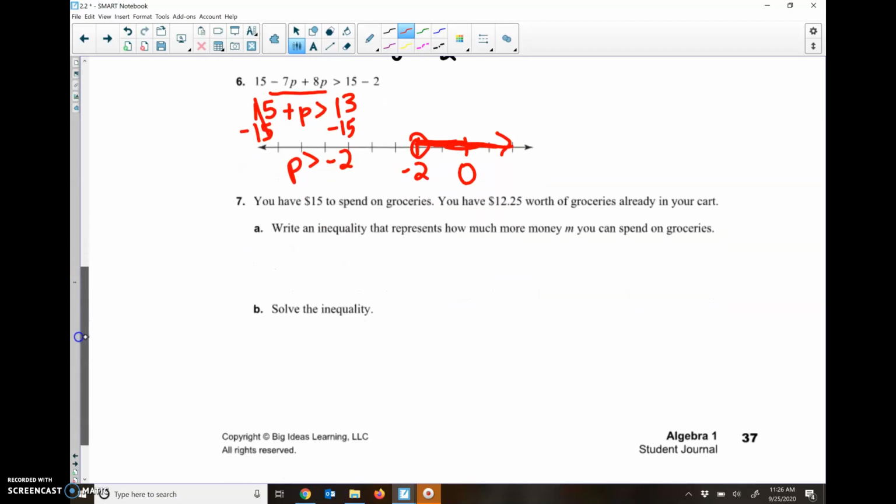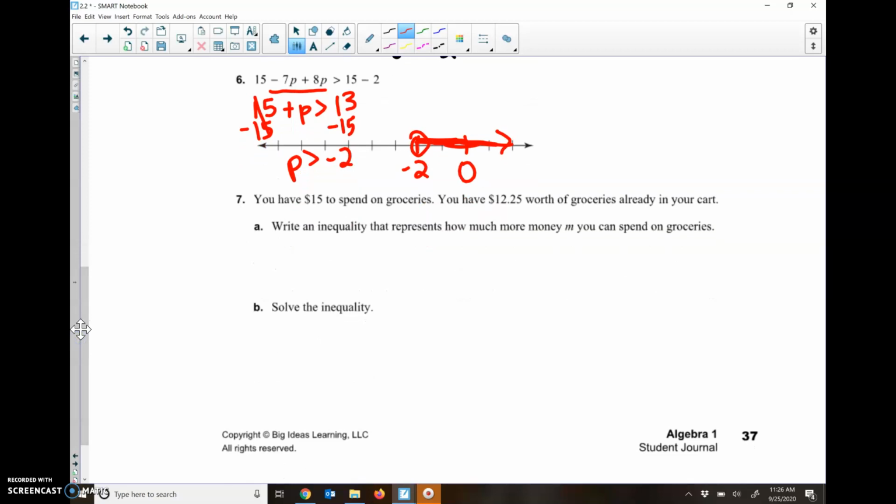All right, number 7, last one. You have $15 to spend on groceries. You have $12.25 worth of groceries already in your cart. Create an inequality that shows how much more money that you can spend on groceries. So we have M, and we have $12.25 worth of groceries in our cart. And we can spend $15 because that's how much we have.